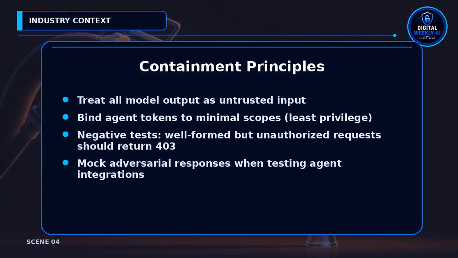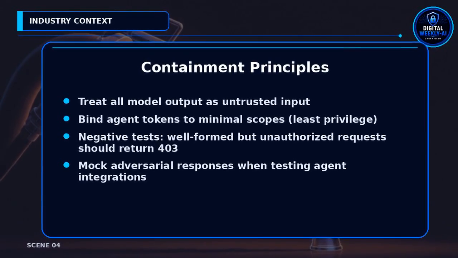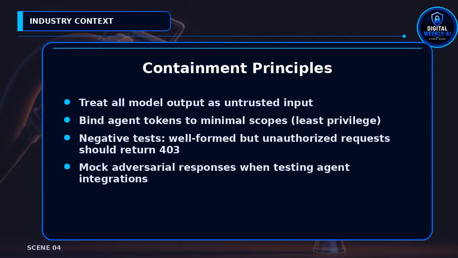Prompt injection and API design are mainstream developer problems. Agents call APIs and read API responses. Direct injection is attacker text sent to a model. Indirect injection is hostile text inside data fields your model reads later. Treat model output as untrusted. Enforce least privilege on agent tokens. Write negative tests that send well-formed but unauthorized requests. Run those tests in CI so regressions fail before production.